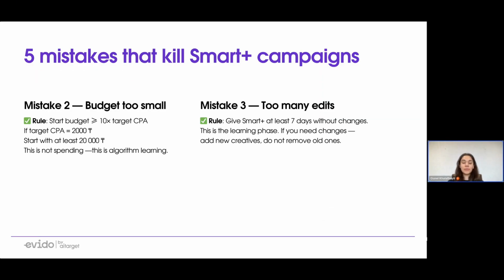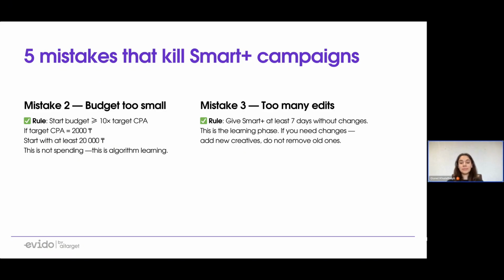Mistake number two, the budget is too small. An important rule is to set no less than 10 times your target CPA. And don't be afraid that this is a waste because it will help your algorithms achieve results faster.